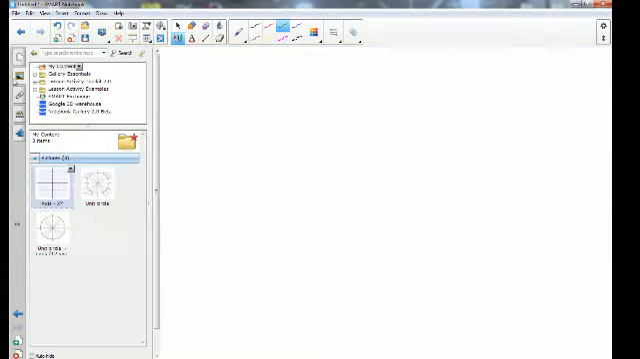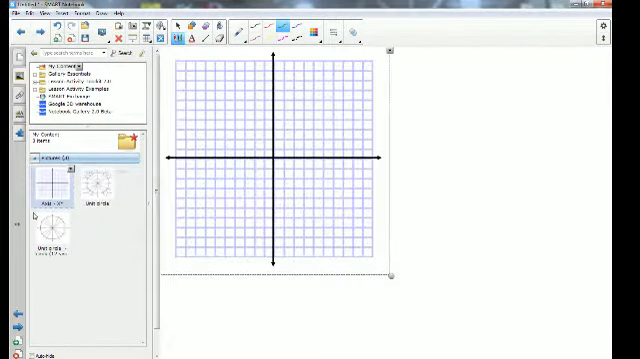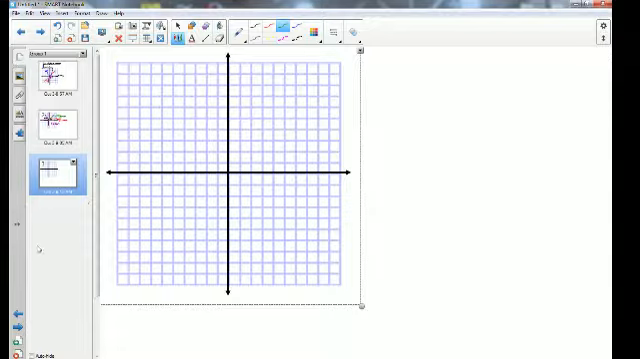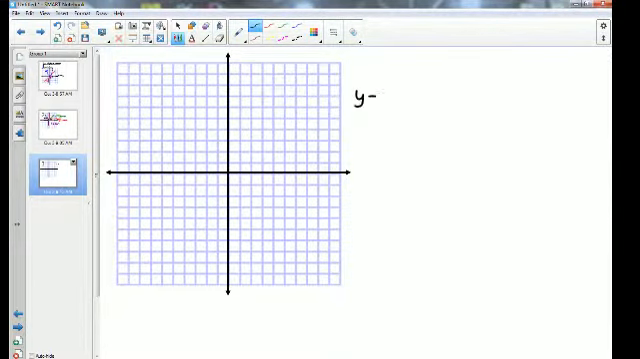This is where it gets interesting. Okay, let's start with the parent function, absolute value of x. Now we're going to start moving and shaking. What if I negate a?